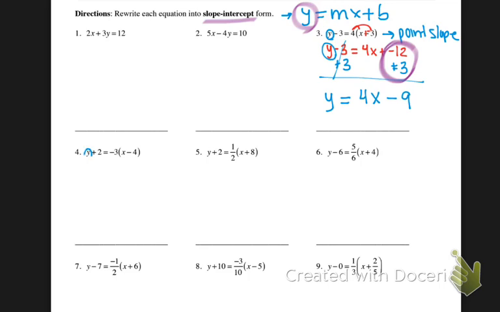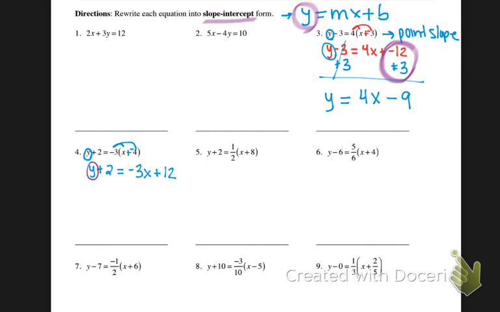So number 4, we're trying to get the y by itself, but the first thing we're going to have to do is distribute. I also see a subtraction, so I'm going to add a line, change the sign. So on the left side, we have y plus 2. And then on the right side, after we distribute, we have negative 3x plus positive 12, because negative 3 times negative 4 is positive 12.